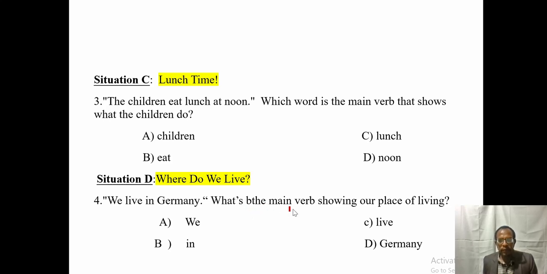What is the main verb? Okay, here the main verb. We live in Germany. What is the main verb showing our place of living? A, we, B, in, C, live, D, Germany.